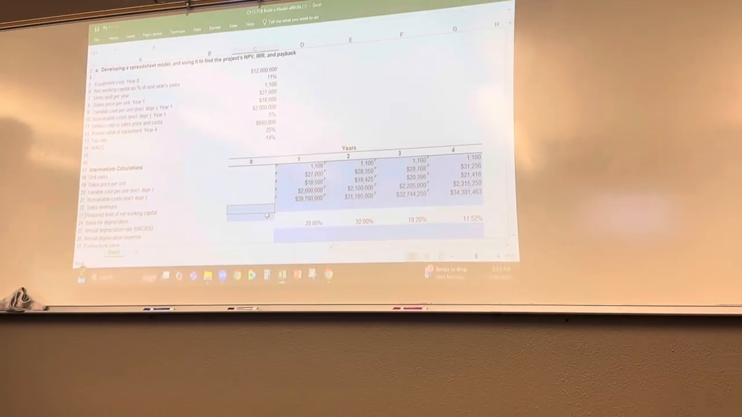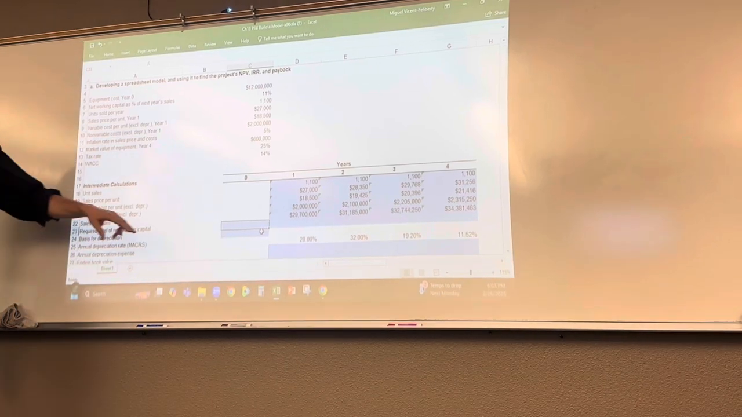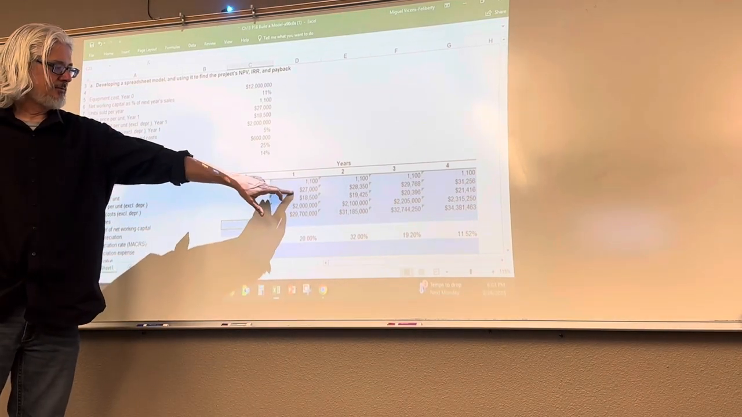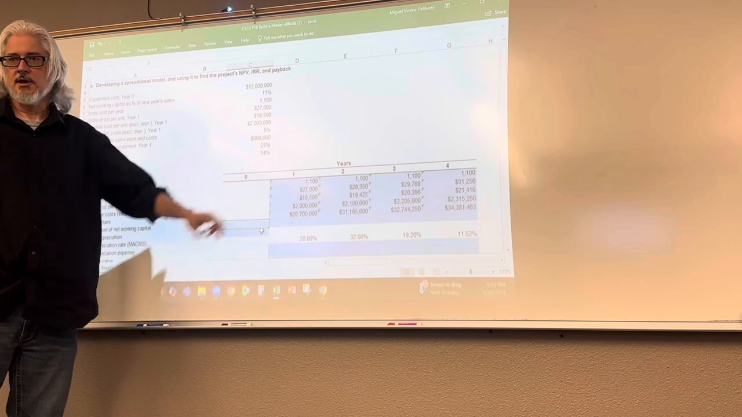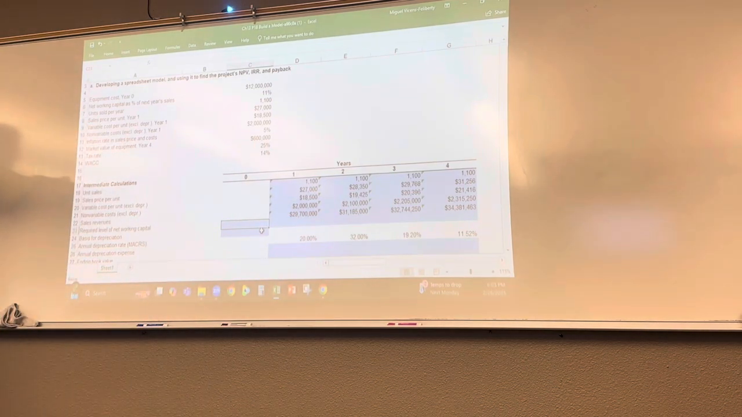Where does the sales revenue come from? Sales revenue is units sold times unit price. Got it. So it grows every year because the unit sales price grows every year.